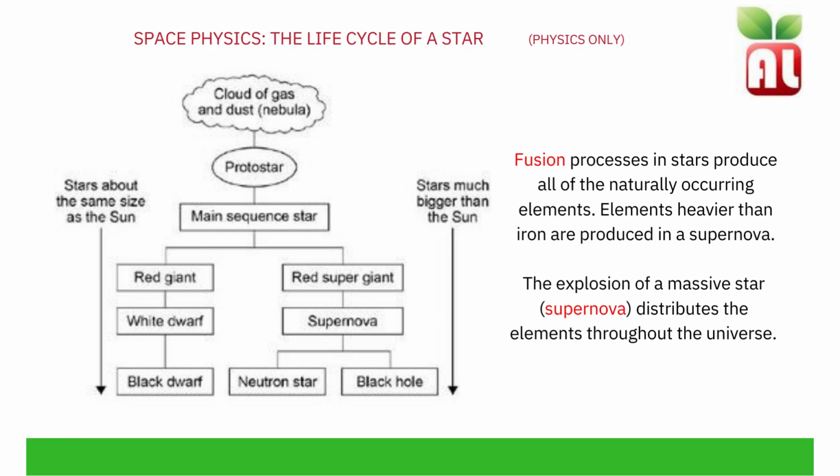Fusion is the process in stars that produces all of the naturally occurring elements throughout our solar system. Elements heavier than iron are produced and scattered in a supernova. A supernova will distribute the elements through the universe.